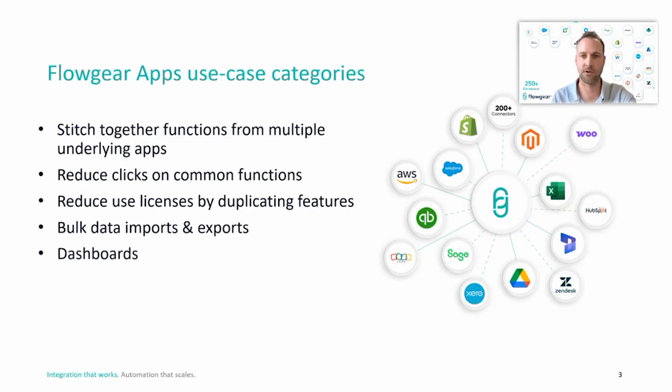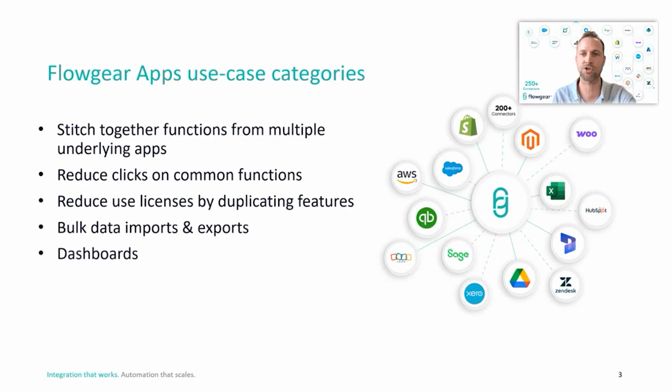The first, as I've alluded to already, is this idea of needing to stitch together functions from multiple underlying apps. So perhaps you're running an e-commerce store and you've got an ERP, and perhaps most of the time you are synchronizing those orders from the e-com platform into the ERP, but there are other products that you need to get into as well. You can use a Flowgear app to consolidate that down to a single process.